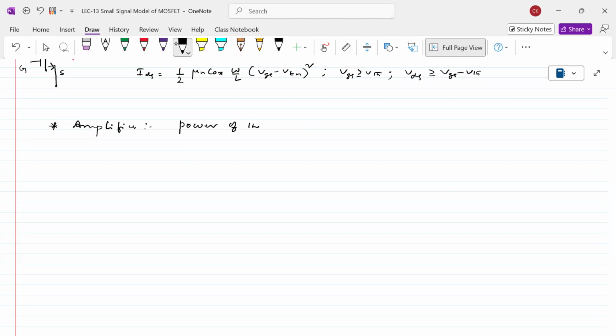The power of the signal will be enhanced. Not only the voltage will be amplified, but the power of the signal must be amplified. That means, when the power is V into I, both parameters V as well as I also have to be enhanced at the output node. So we are going to use this MOSFET for the purpose of amplification.